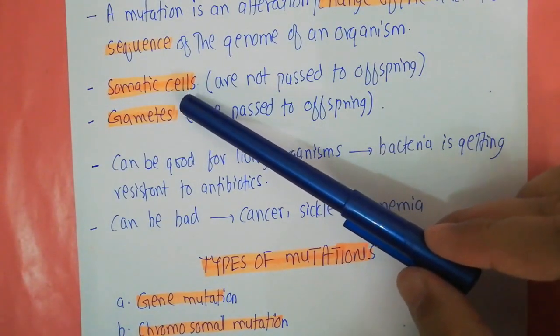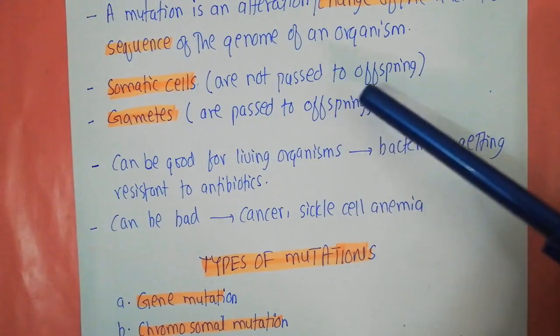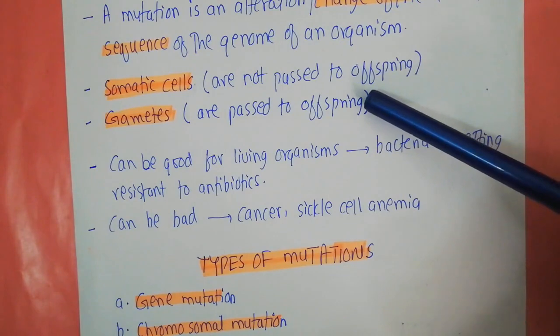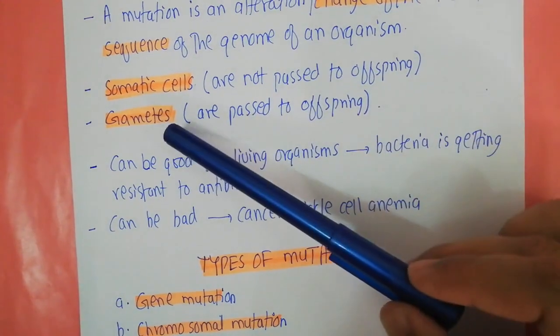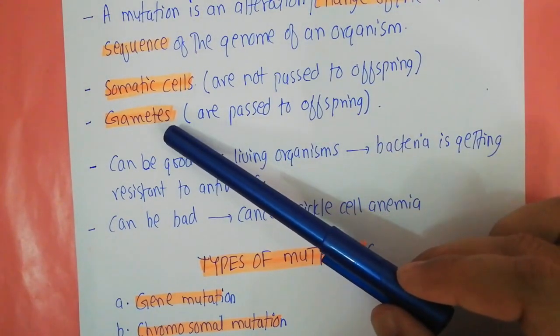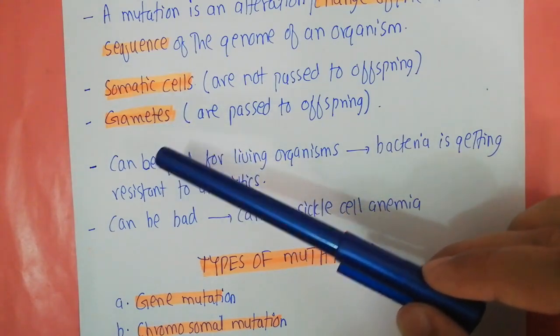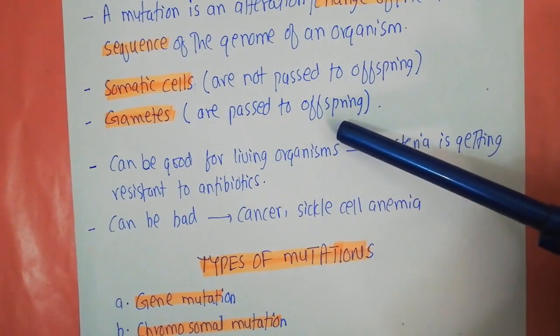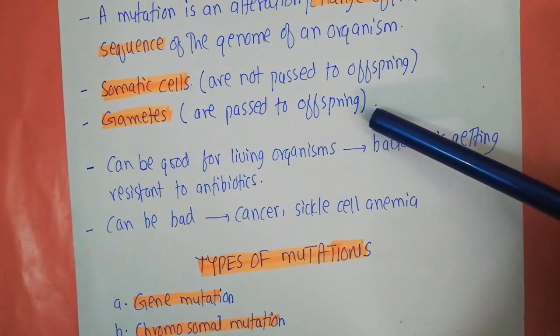Now, this mutation can occur in the somatic cells. When a mutation occurs in the somatic cells, it is not passed to the next generation, or to the offspring. But if the mutations occur in the gametes, like in the egg or in the sperm genome, those particular mutations are going to pass to the offspring.